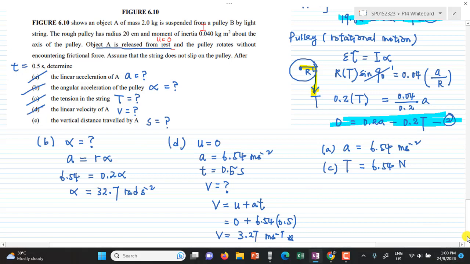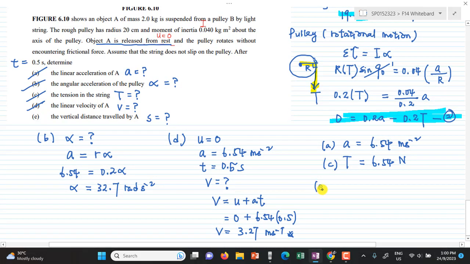Question E, I want to find the vertical distance traveled by A. So A performs linear motion. I want to find S. So I can use the kinematic equation. S is ut plus half AT squared. So U is 0, so zero times anything is zero. So half A is 6.54. The time is 0.5 squared.